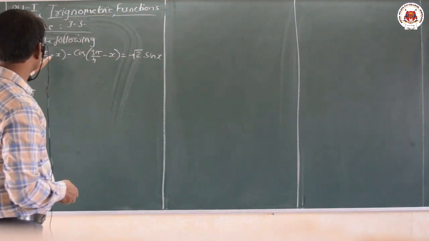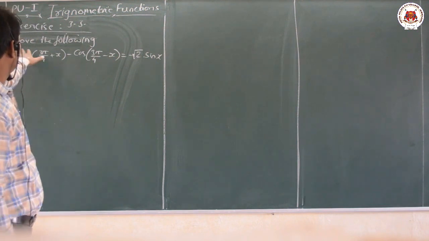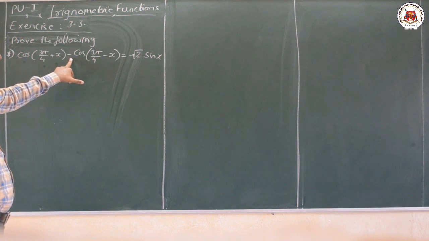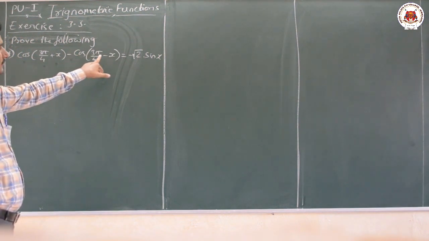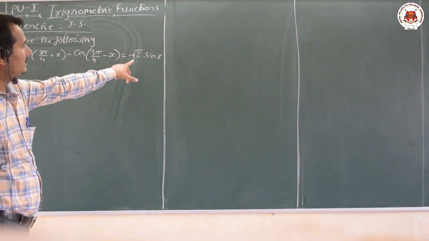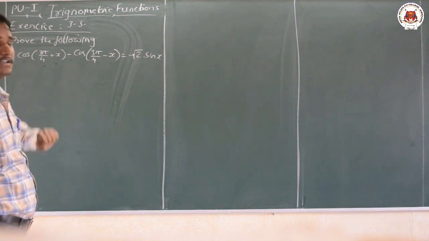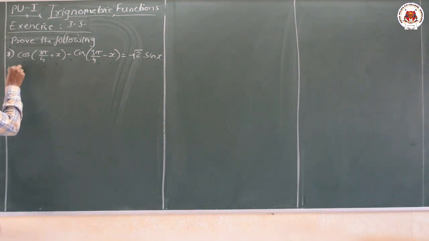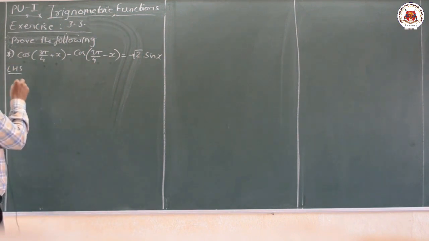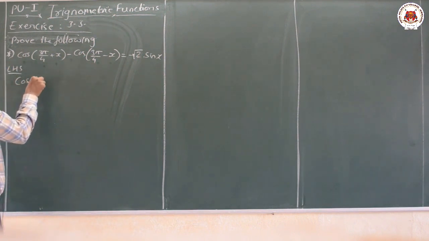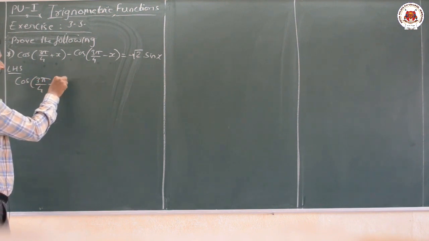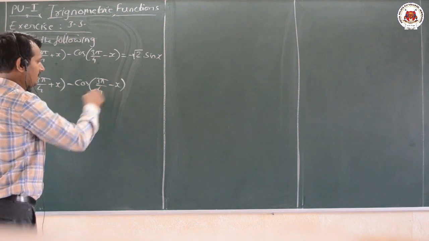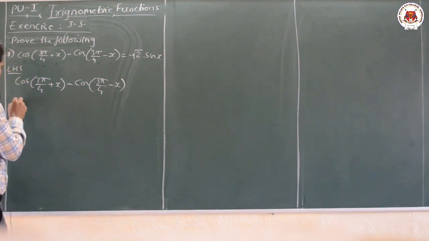The first problem we have is: prove the following. First one is cos of 3 pi by 4 plus x minus cos of 3 pi by 4 minus x equal to minus root 2 sin x. This is what I require to prove here. Now first of all I will write down the LHS part. What is the LHS part here? That is nothing but cos of 3 pi by 4 plus x minus cos of 3 pi by 4 minus x. Now here we know one formula.